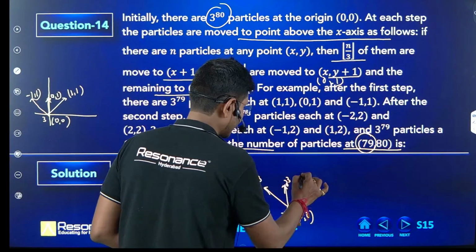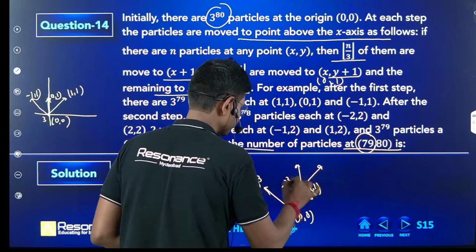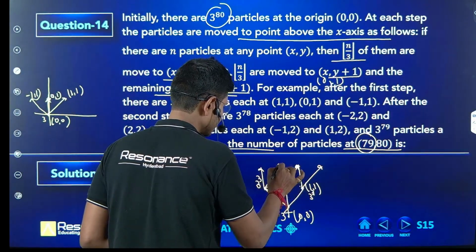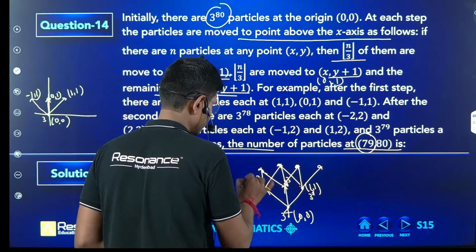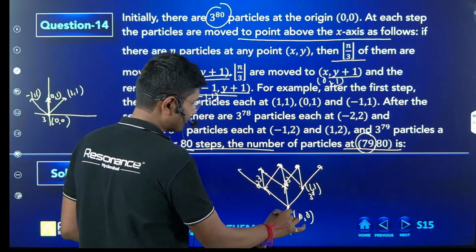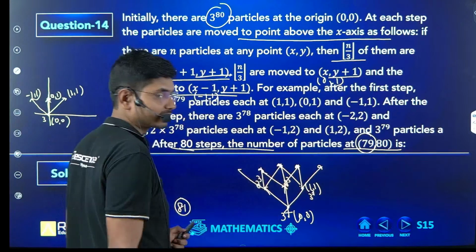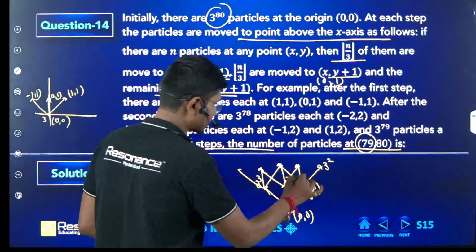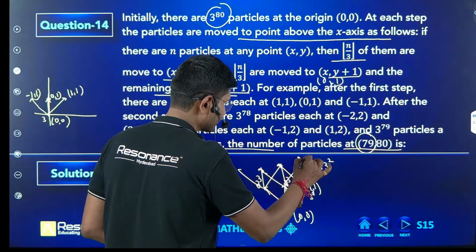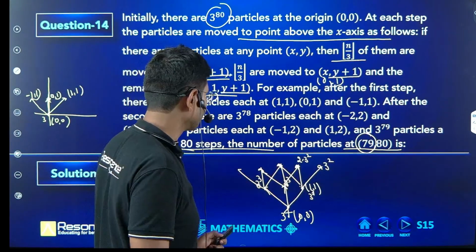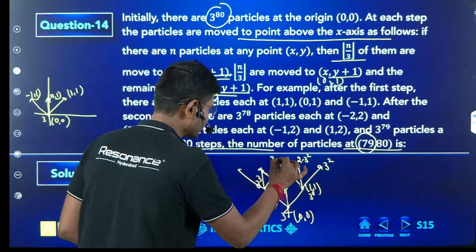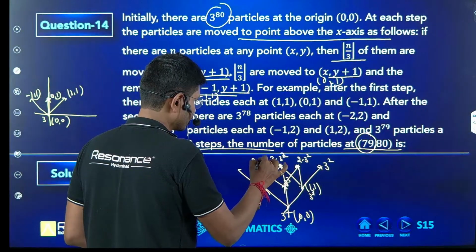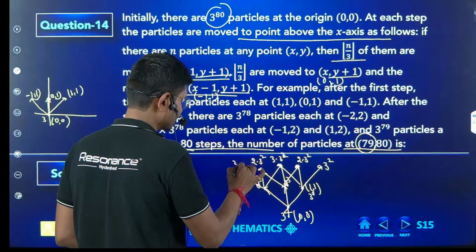Again, this will move like this. This will move like this. This will move like this. So here we have 3 power 4, then 3 power 3, 3 power 3, 3 power 3. In the next segment, we have 3 power 2 from here, 3 power 2 from here, so 2 into 3 power 2. Here 3 into 3 power 2, sorry. Here 2 into 3 power 2, and here 3 power 2.